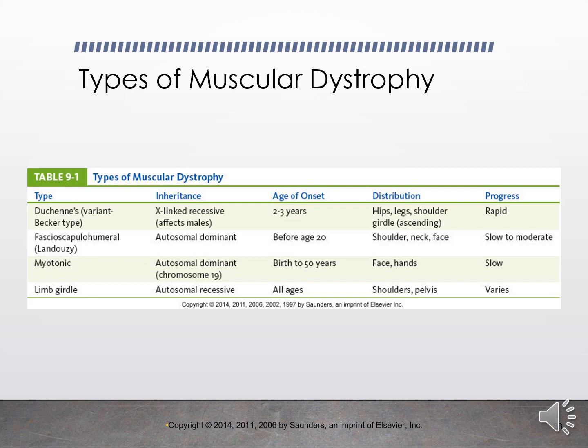So this is on, gosh, no, I'm not going to be able to find it. Oh, sorry, this is on page 176 in your book. You can take a look at it. You don't need to know anything but Duchenne's. That's what I'm going to ask you about on your exam.